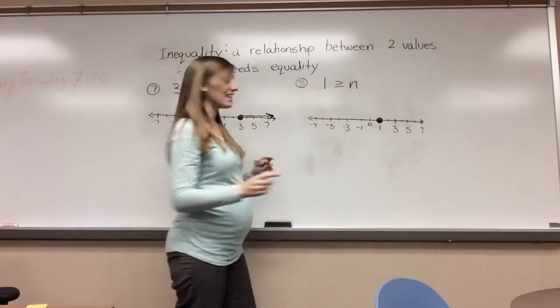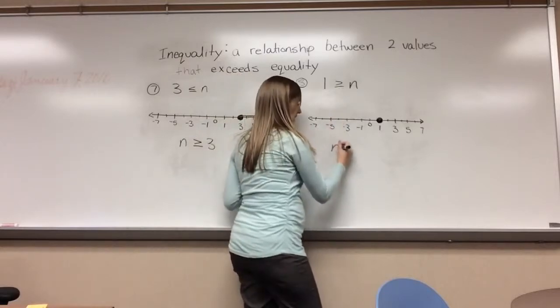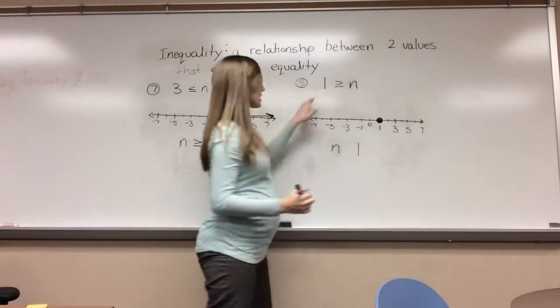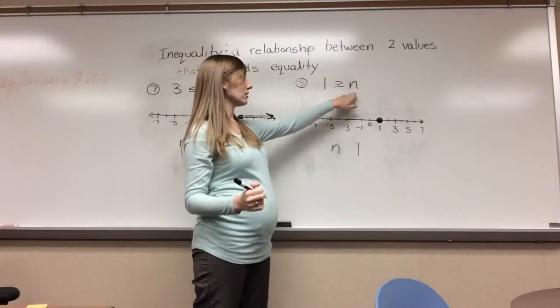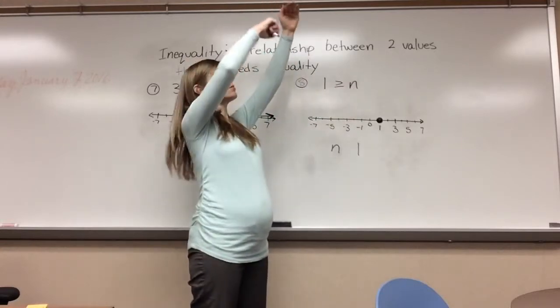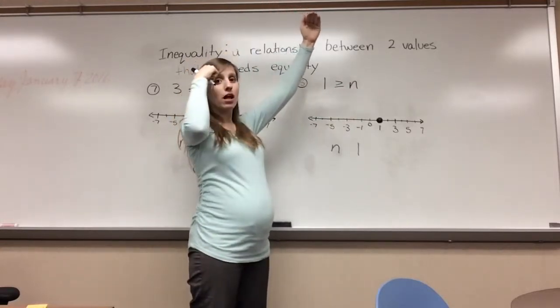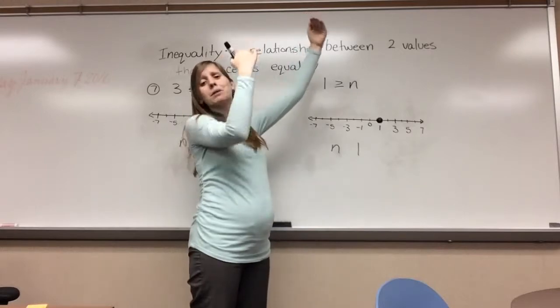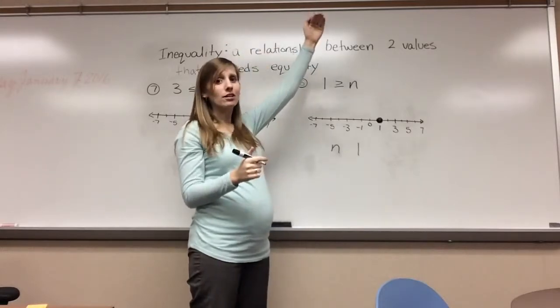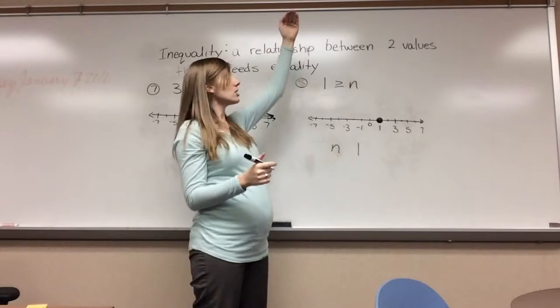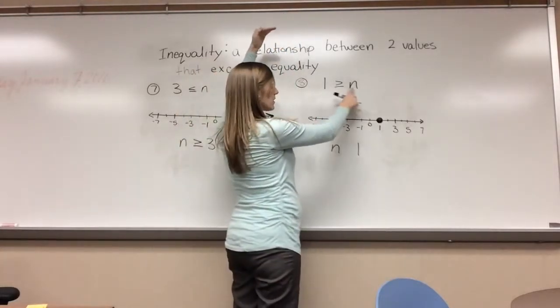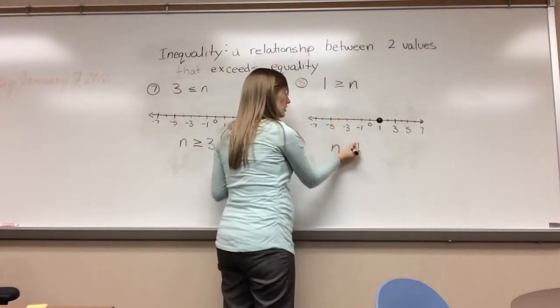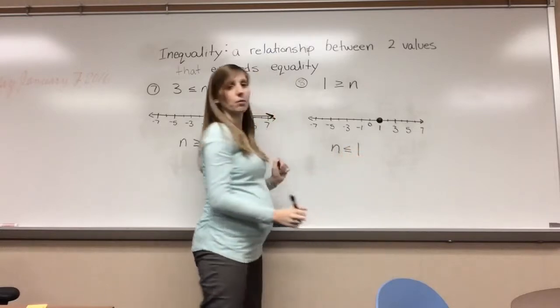Now I'm going to rewrite it. N comes first, then the 1. This says 1 is bigger than n. Okay, well, if something is bigger than me, I must be smaller than it. Think of people, height. If someone's taller than me, I'm shorter than them. So, if 1 is bigger than n, n must be smaller than or equal to 1.